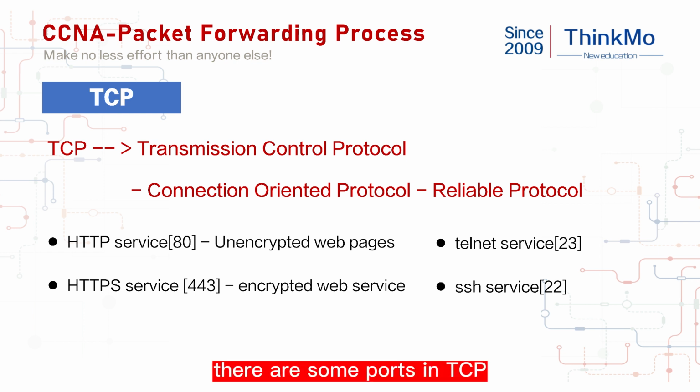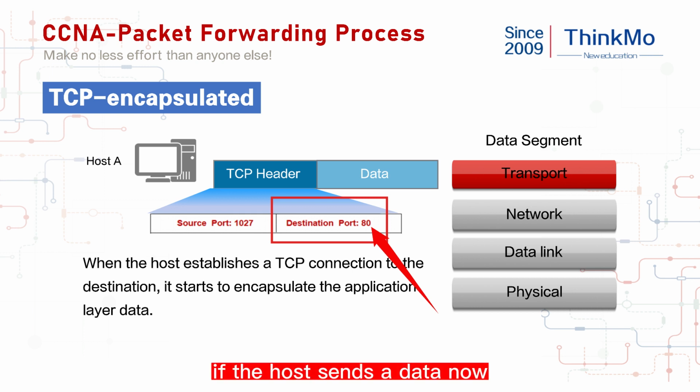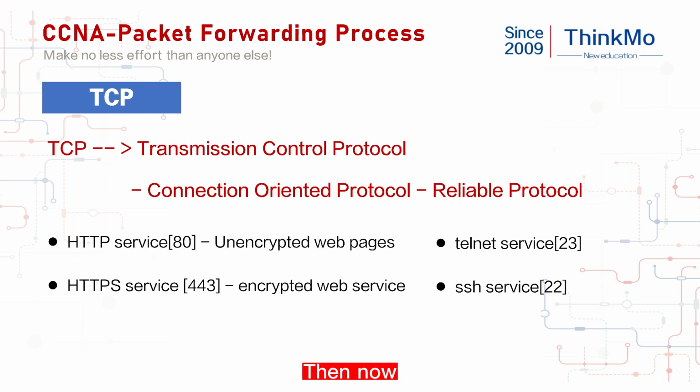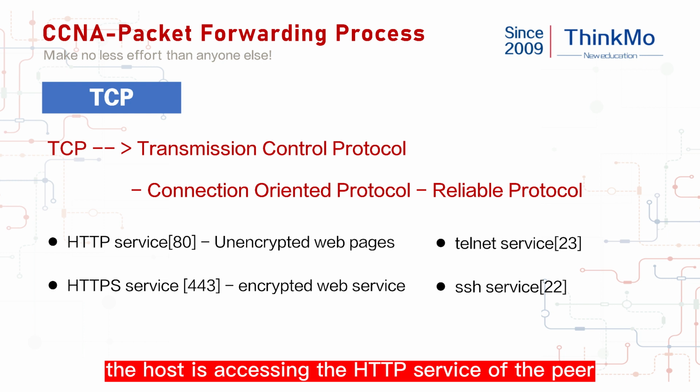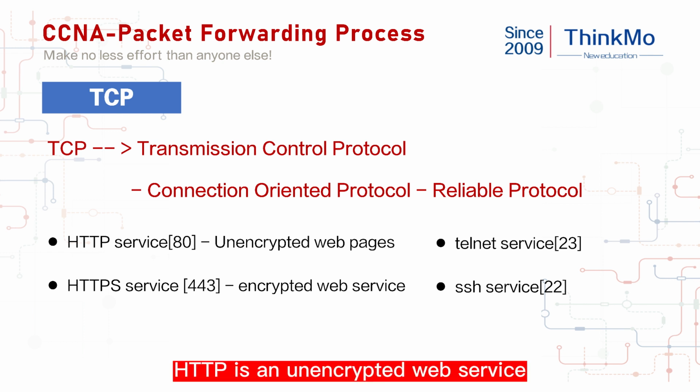There are some TCP ports that you have to remember. For example, in this picture, there is a port. Everyone can see the destination port written here is 80. If the host sends data to the peer, I want to access port 80 of this device. Then the host is accessing the HTTP service of the peer. This service uses a well-known port, 80. HTTP is an unencrypted web service.